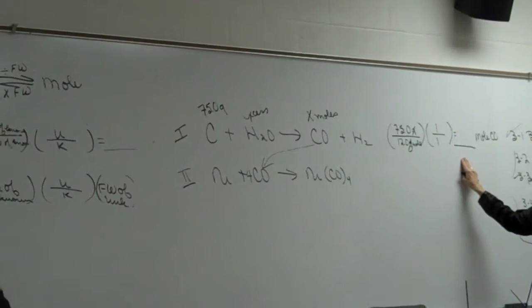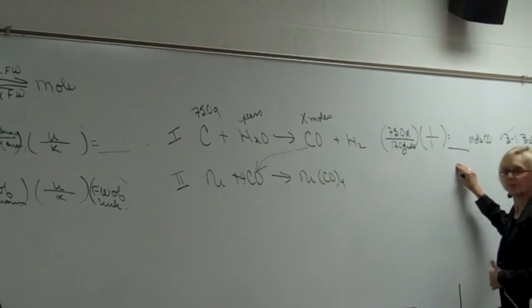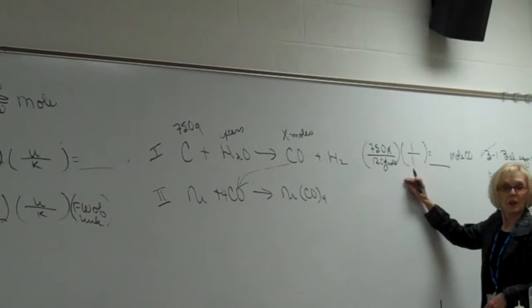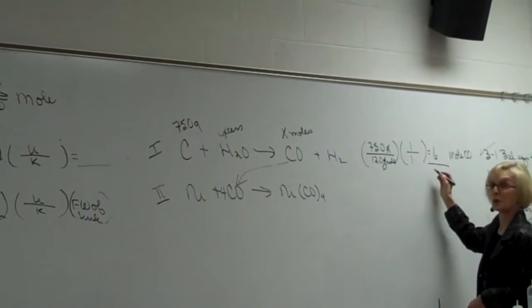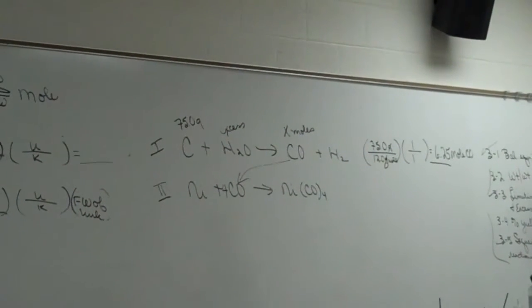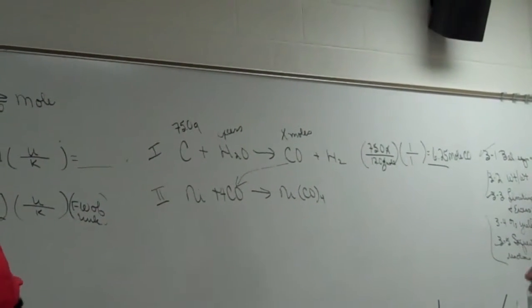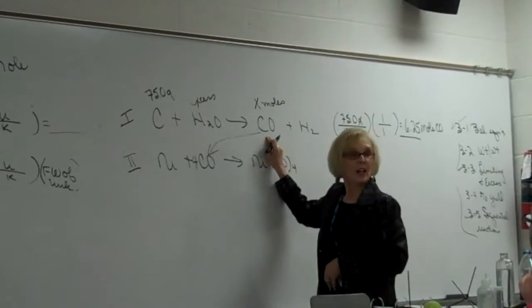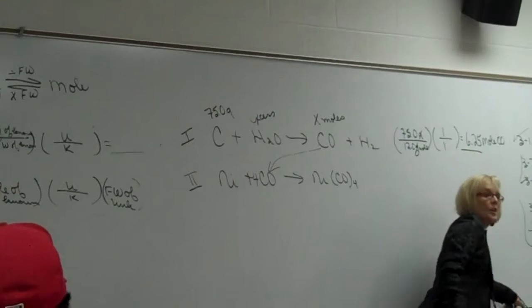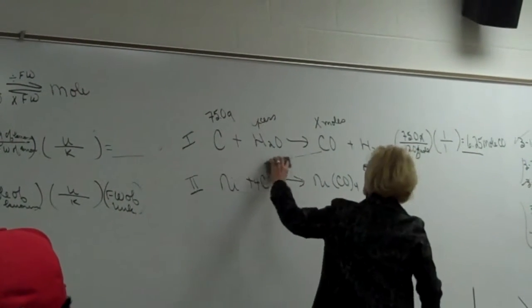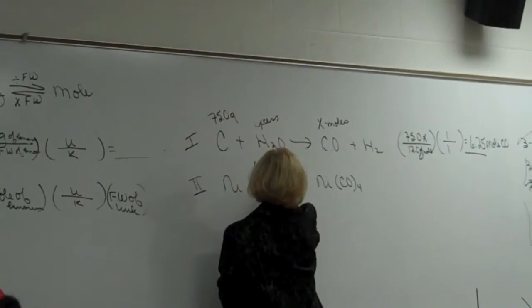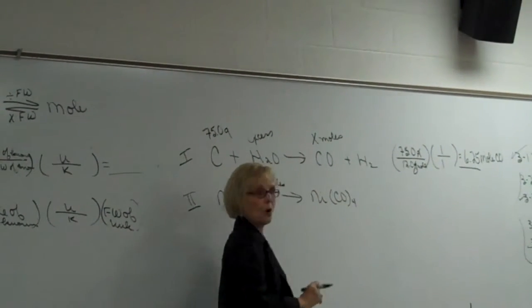Okay, and what are we getting here? Russell, what'd you get? 6.25. What did Pedro get? 6.25 moles of CO. Okay, everybody got that? All right, then, the unknown here is going to turn into the known down here. So now we have 6.25 moles to go on with.